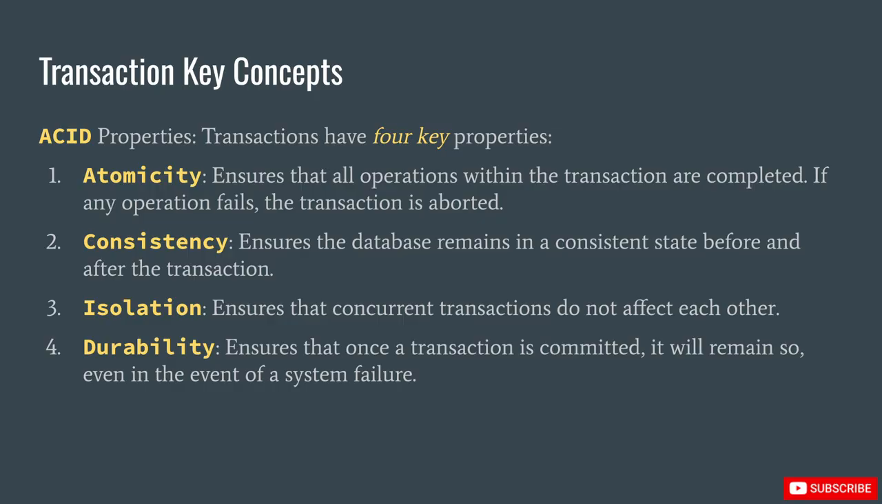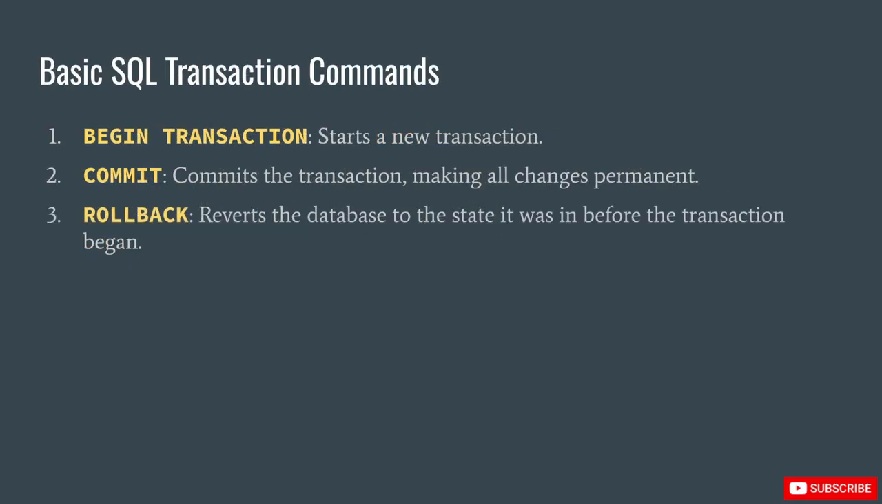To manage transactions in SQL, we use a few basic commands: begin transaction, commit, and rollback. Begin transaction marks the start of a new transaction, grouping a set of operations together. Commit is used to finalize the transaction, making all changes permanent in the database. If something goes wrong, rollback can be used to undo all operations in the transaction, restoring the database to its previous state.